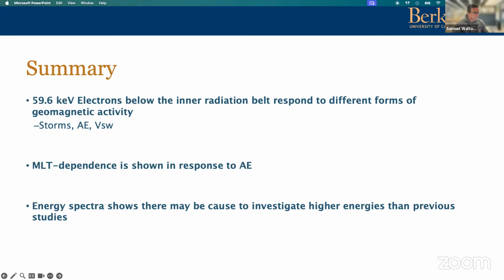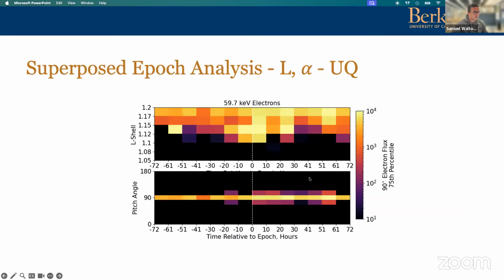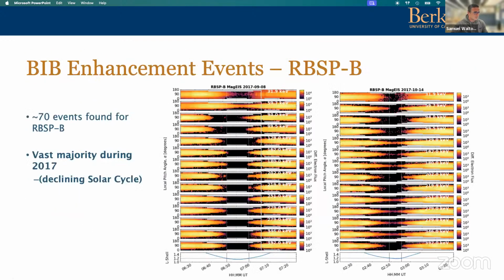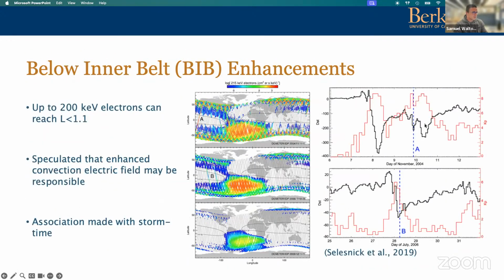However, the Selesnick plot that I showed earlier, I will actually bring it back up. There we go. Show that, very low latitudes. They've observed these 200 keV events. So whether when we look closer at the drift loss cone, bounce loss cone stuff, we'll see more of a geographical relationship. But as of now, we haven't.